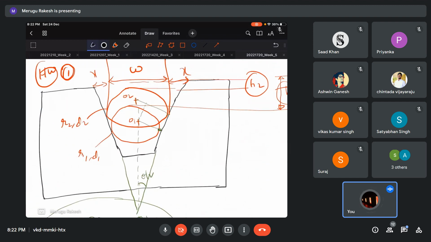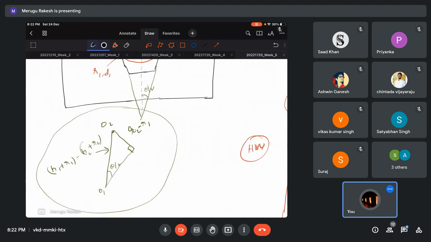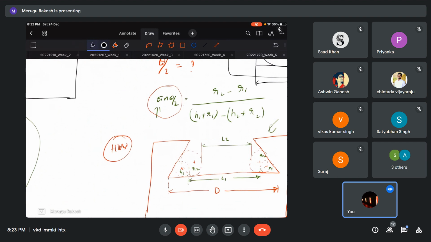If the centers are coinciding, I think this is the plan you have to follow. Something will come like (r2 minus r1) upon (h1 plus r1 minus h2), and you have to observe this theta by 2 also. Because in a hurry you might directly write this theta by 2 value. They might ask you the half cone angle or full cone angle, so you have to pay attention to these small things, otherwise it will be a complete waste of time.